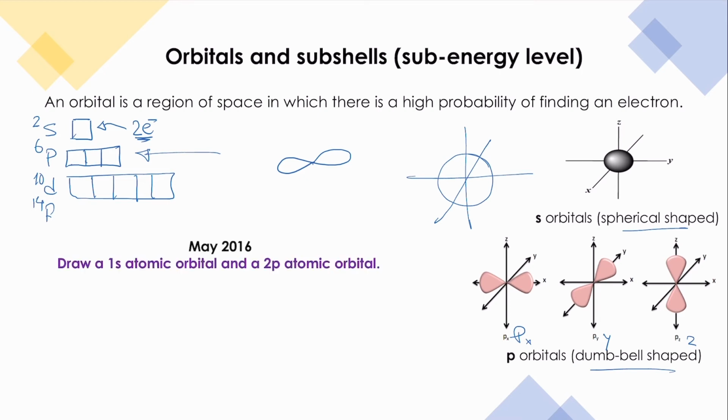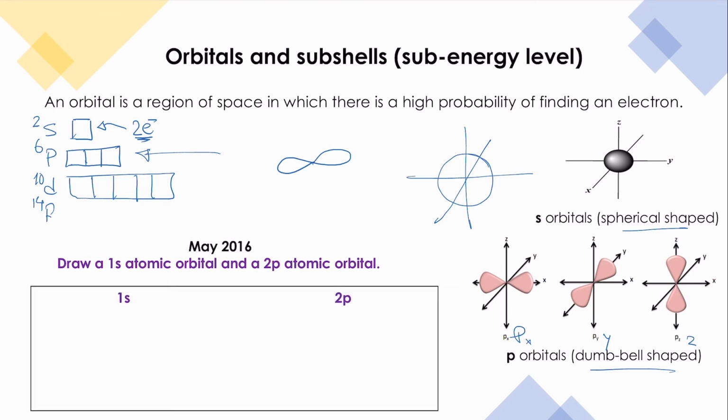In May 16, they asked the students to draw the 1s atomic orbital and 2p atomic orbital. Students were expected to draw a spherical shape for S like that, and this was accepted. What about P? They just asked them to draw only an orbital. So if you draw X, that should be fine. If you draw Y, that should be fine. Z, that should be fine. If you draw all of them, it is perfect.